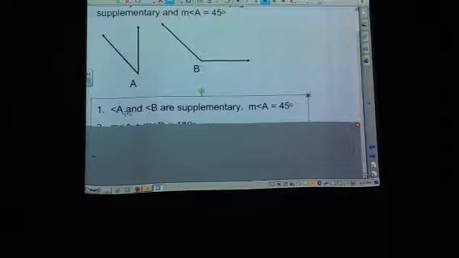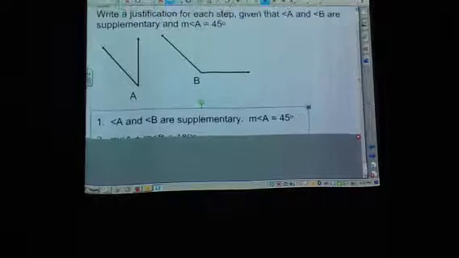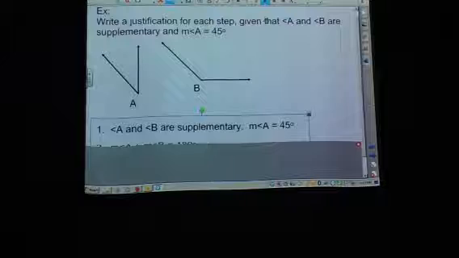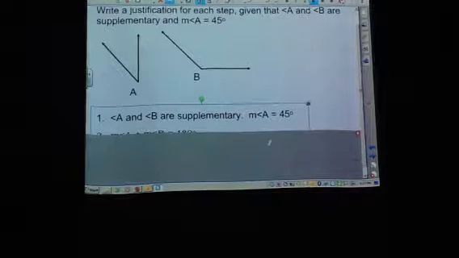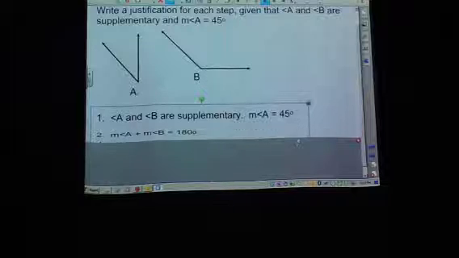It says angle A and angle B are supplementary, and the measure of angle A equals 45 degrees. Now, it seems like I've seen that somewhere. Do you guys know where I saw that, by any chance? I don't know. Up at the top? Right up at the top. That is correct. It's right there in the given. So if we're given the information in the problem, and usually the first step of any proof is the given information, we're just going to write "given" for that justification. Just about any proof that you see, no matter what style it is, you've got to start from somewhere, and that's usually the given information.